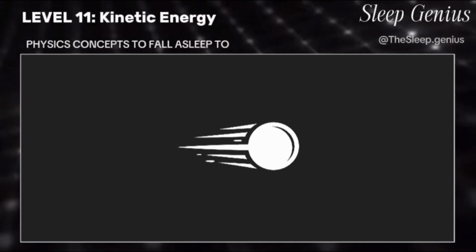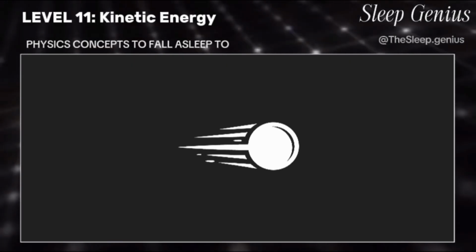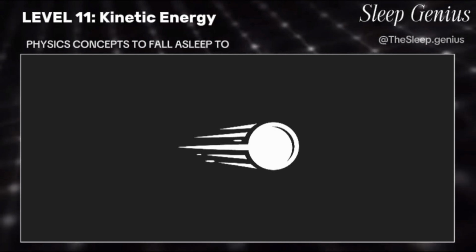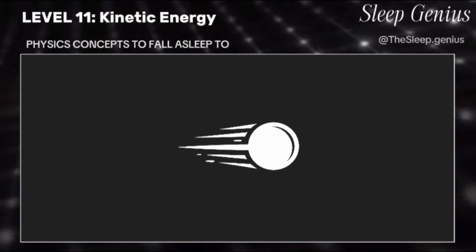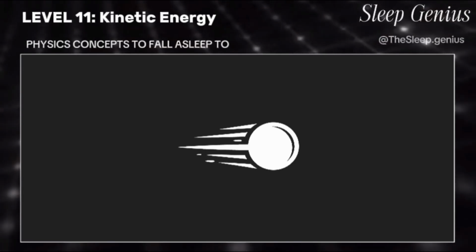Kinetic energy is the energy an object has because of its motion. Any moving object, whether it is a rolling ball or flowing water, carries this energy. The kinetic energy of an object depends on its mass and the square of its speed. It is calculated using the formula K equals half mass times velocity squared.